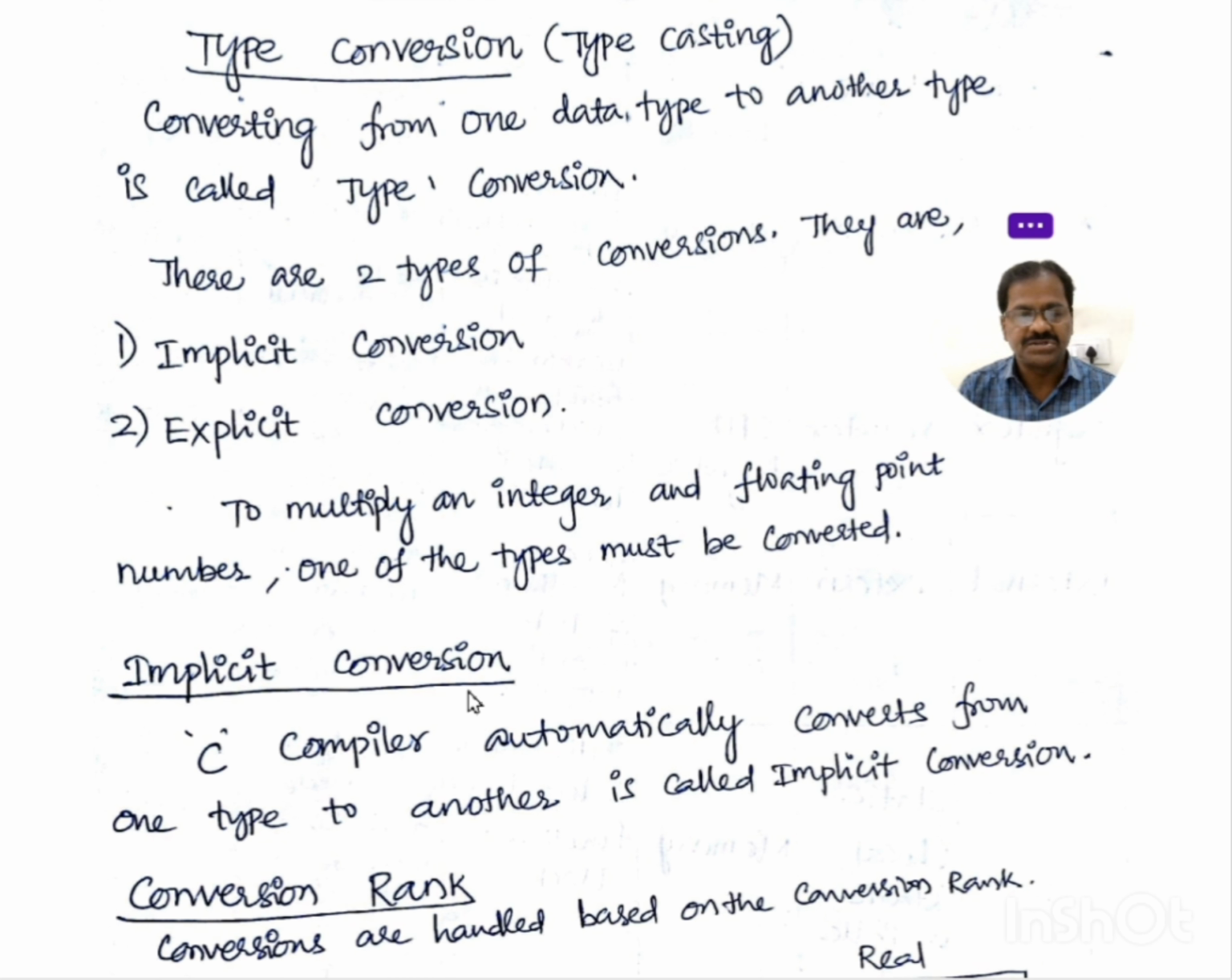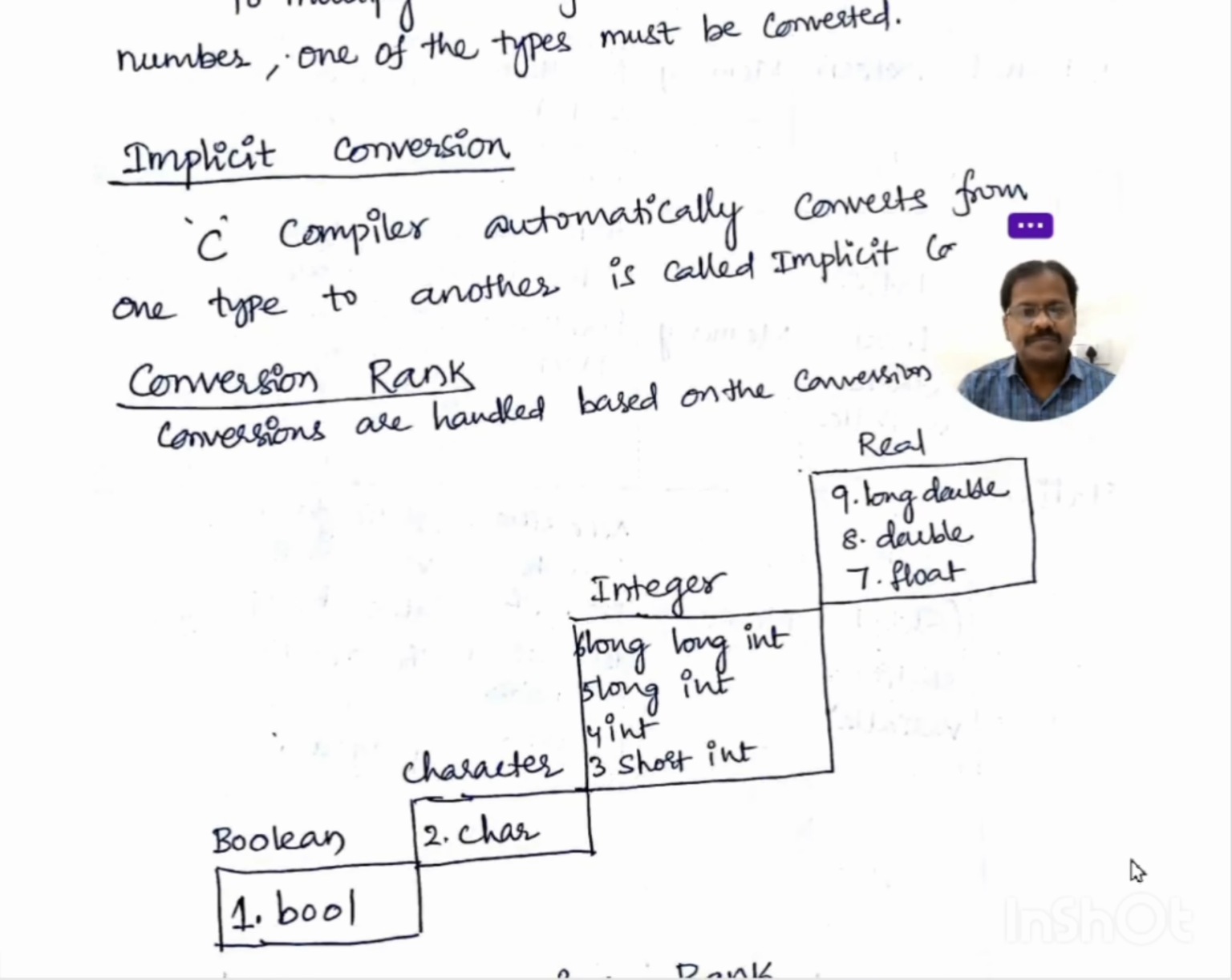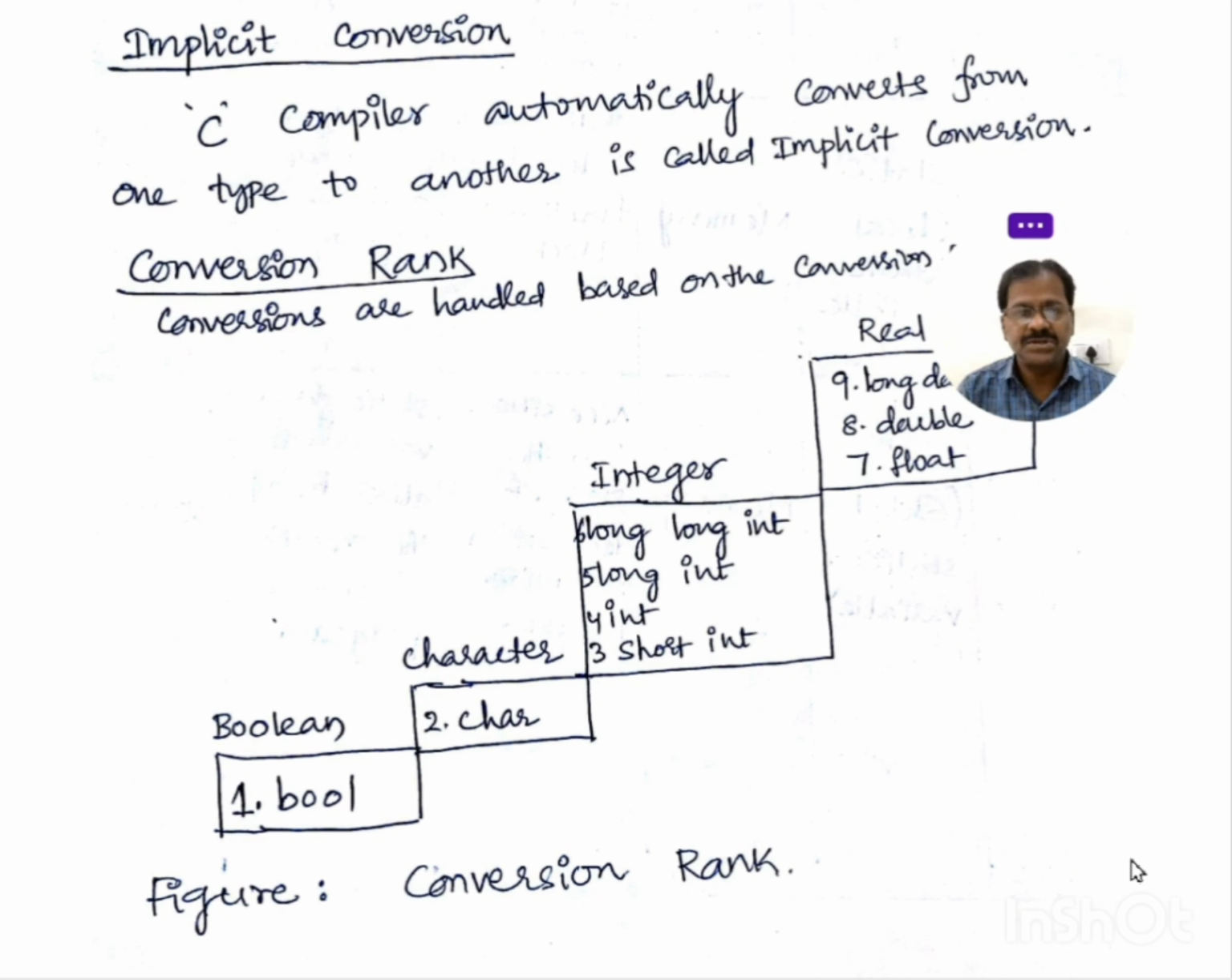You see here, implicit conversion. First one. Here the C compiler automatically converts one data type to another data type. That is called implicit conversion. So in implicit conversion, by default the compiler will convert from one data type to another data type.